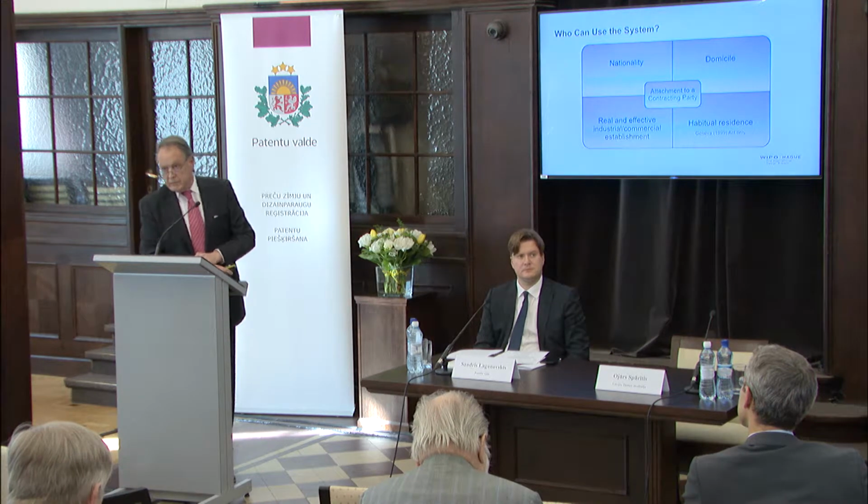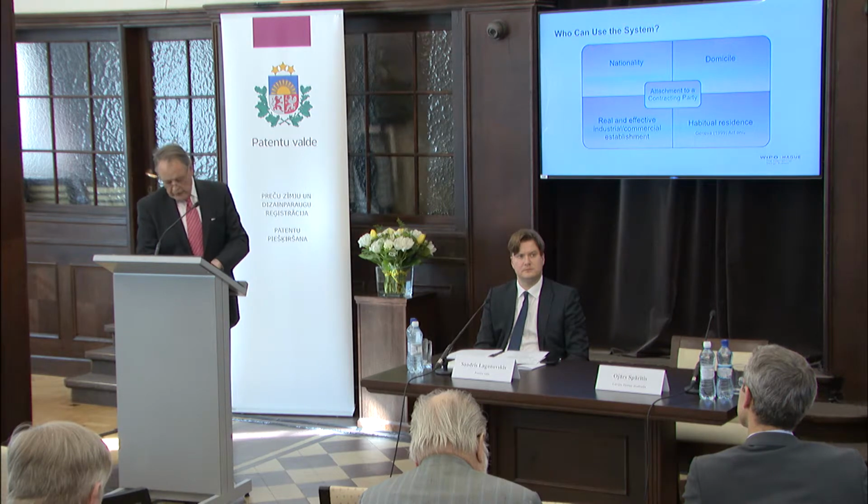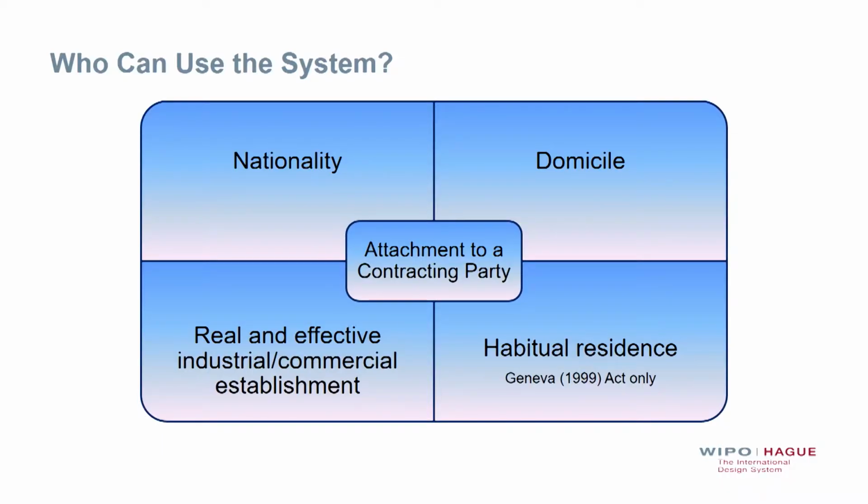Well, the Hague system is a closed system. Not everyone can use it. Here are the 4 entitlements which are necessary to be indicated in the international application. First, nationality. Second, domicile. Then, real and effective industrial or commercial establishment. And the 4th one, introduced by the 1999 Geneva Act, the most recent and sophisticated act to which Latvia is a contracting party.